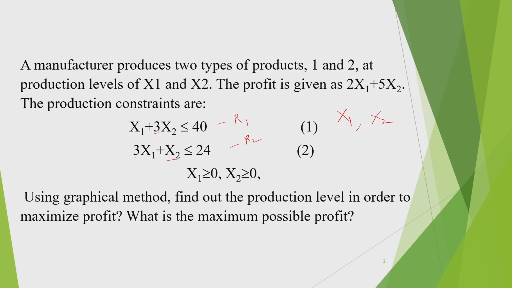Now, the question is: using the graphical method, find the production level, that means find x1 and x2, in order to maximize profit, and what is the maximum possible profit. So how do we go about that?